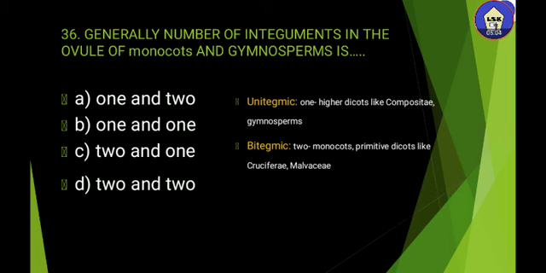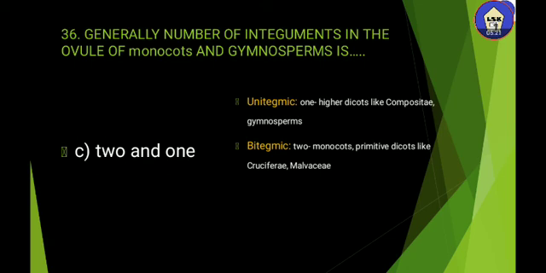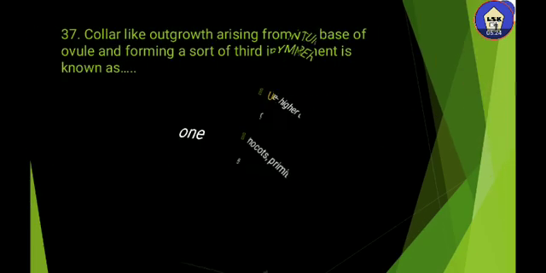So the answer should be unitegmic, bitegmic. So unitegmic in gymnosperms, bitegmic in monocots. So first monocots are given. So the answer should be 2 and 1. The answer should be 2 and 1.